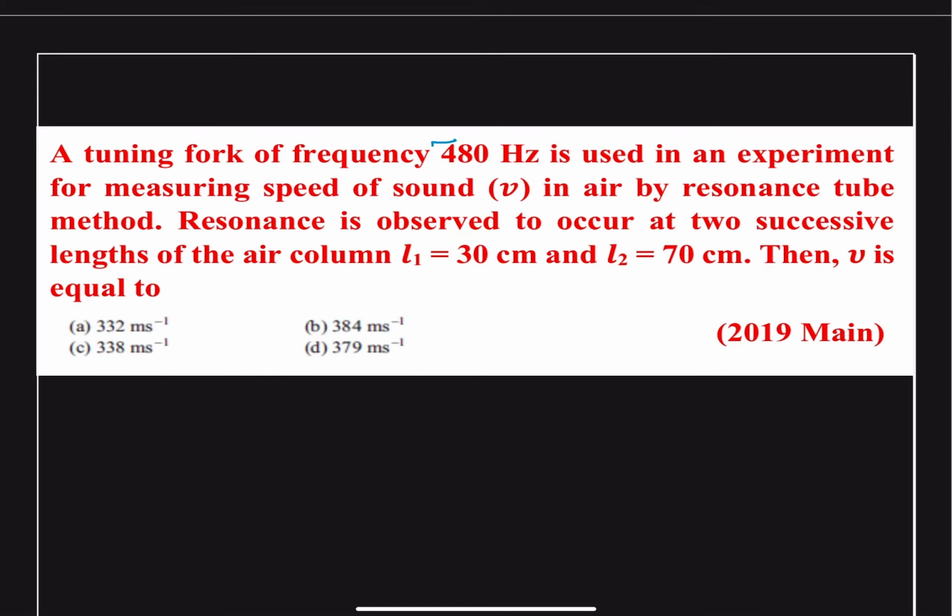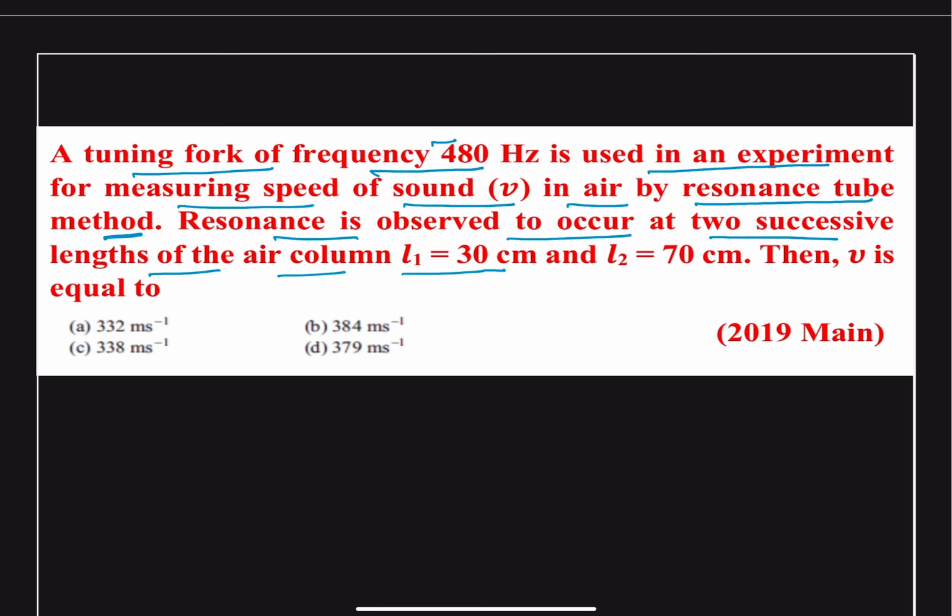Hello friends, today's question. A tuning fork of frequency 480 Hz is used in an experiment for measuring the speed of sound, that is V, in air by resonance tube method. The resonance is observed to occur at two successive lengths of air column, L1 30 cm and L2 70 cm. Then V is equal to.